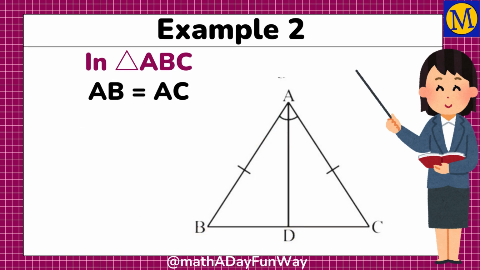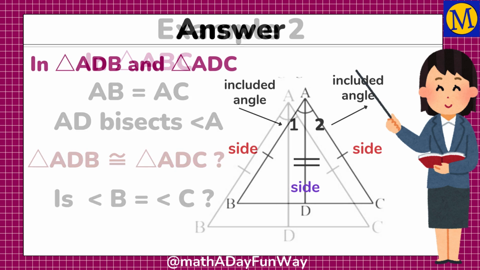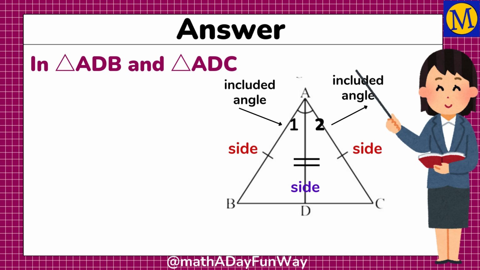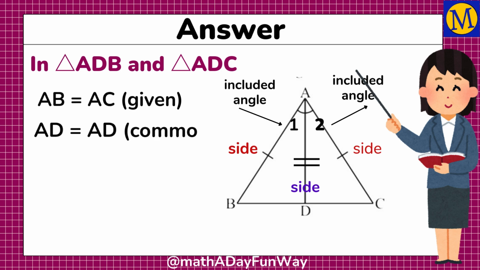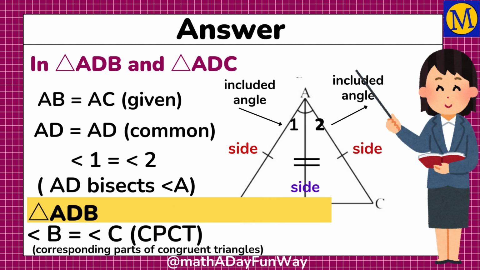Example 2. In triangle ABC, side AB is equal to side AC. AD bisects angle A. Is triangle ADB congruent to triangle ADC? Is angle B equal to angle C? Now, watch the steps carefully. So the triangles are congruent by SAS rule.